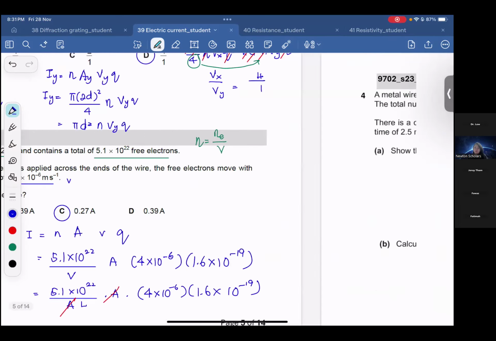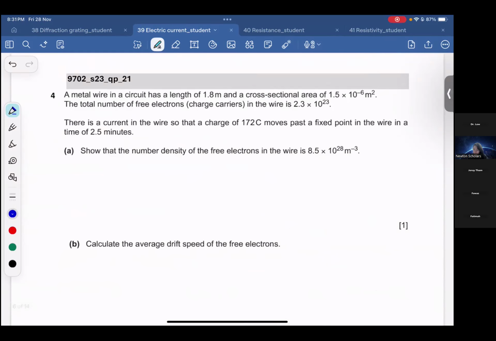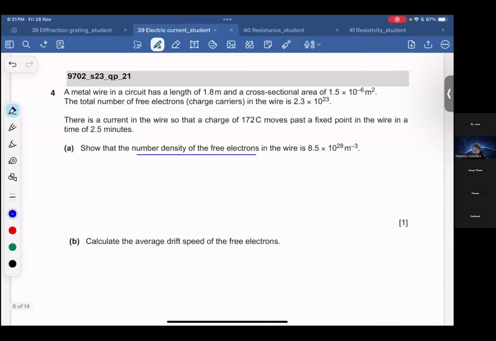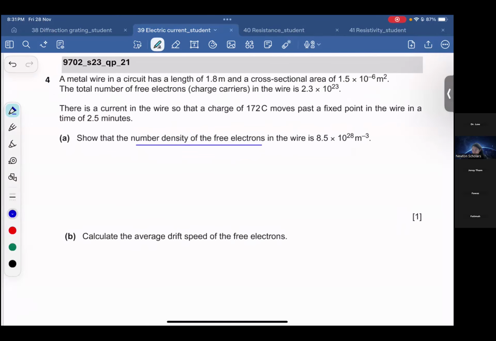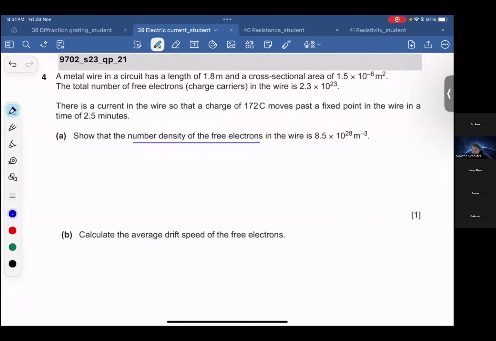Okay, here number 4. My dear, you do your calculation. Show that the number density in the wire is 8.5 times 10 power of 28. You don't know? Prasan, do you know? Where is Tony? Okay, ask him to get the video recording from me.